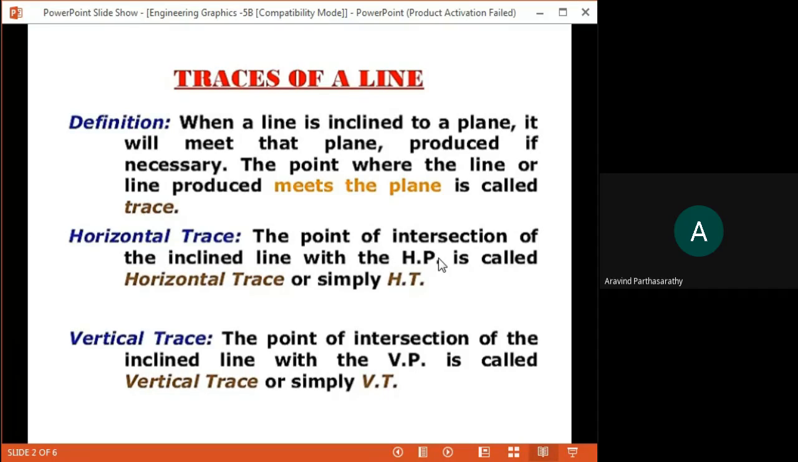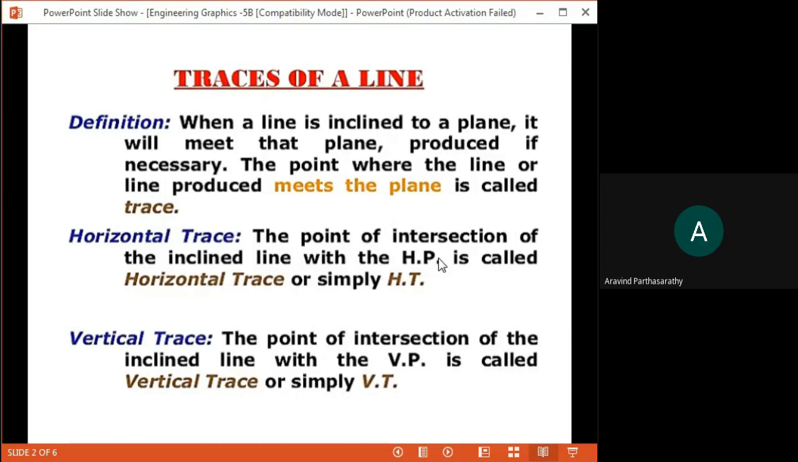As you know, there are two planes, HP and VP, and there is a line in front of them, and the line is inclined. Suppose you imagine that the line is inclined to one of the planes. When you extend the line, it meets some point in one of the planes, and that meeting point is known as the trace. I will show you in a figure.